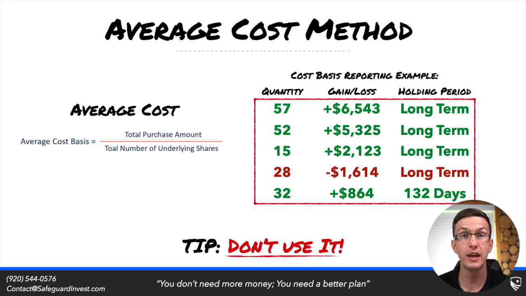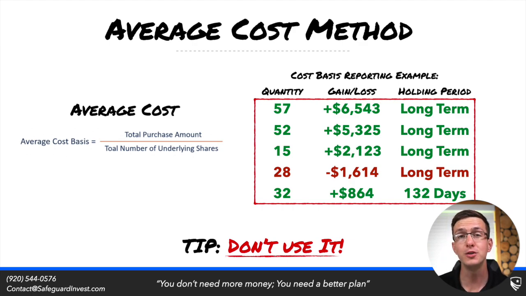Now, despite this being the default for most custodians, you do not want to use this cost basis reporting method. The second most common cost basis reporting method is something called the average cost method. Now, as this method sounds, you take the total purchase amount for all of these shares that you currently hold, and then you would divide that by the number of shares you hold to find the average cost. Now, for each share of an investment that you sell, you're going to be taking the market value of that share and then subtracting out the average cost basis. Once again, you do not want to use this cost basis reporting method.